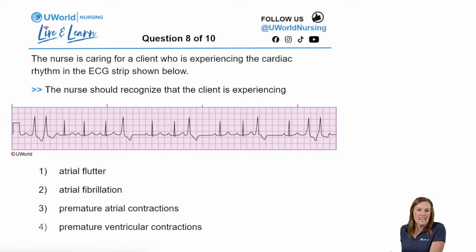All right, question 8. Almost there. The nurse is caring for a client who is experiencing the cardiac rhythm in the ECG strip shown below. The nurse should recognize that the client is experiencing option 1, atrial flutter, option 2, atrial fibrillation, option 3, premature atrial contractions, option 4, premature ventricular contractions.